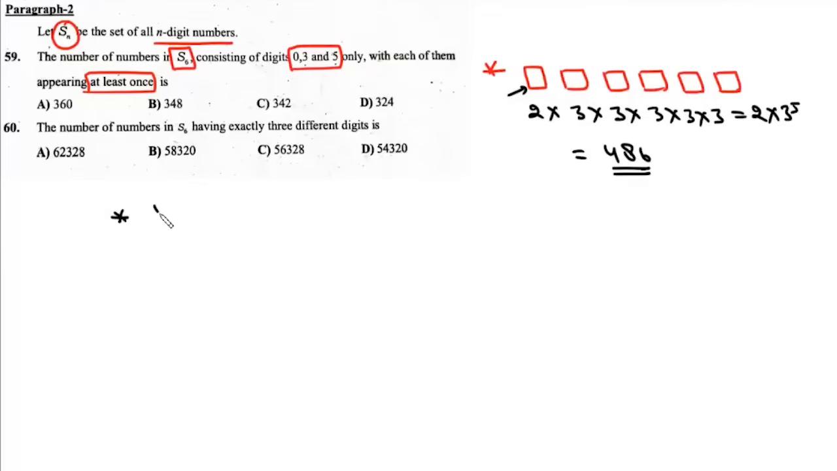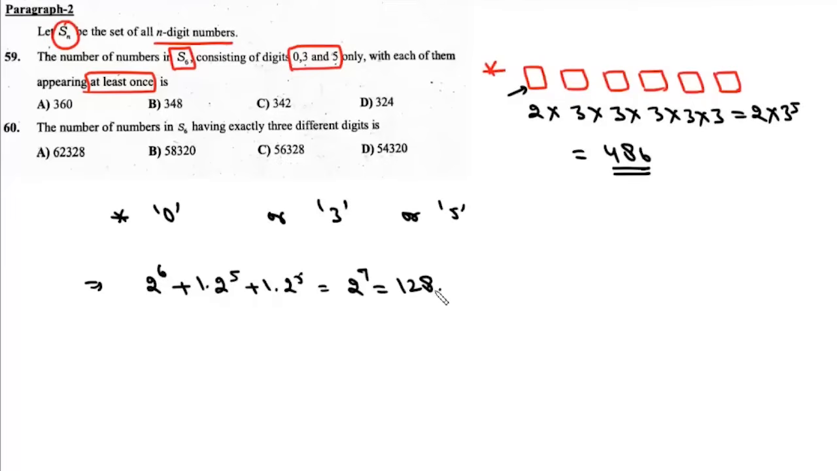Now this missing digit could be 0 or 3 or 5. Now if the missing digit is 0, then the total number of numbers that can be formed is simply 2 to the power 6. Now if the missing number is 3, for the first place we have only one option. And for the remaining 5 we have 2 options each. In the same way for 5 also, it will be 2 to the power 5. So this is 2 to the power 7 and that is 128.